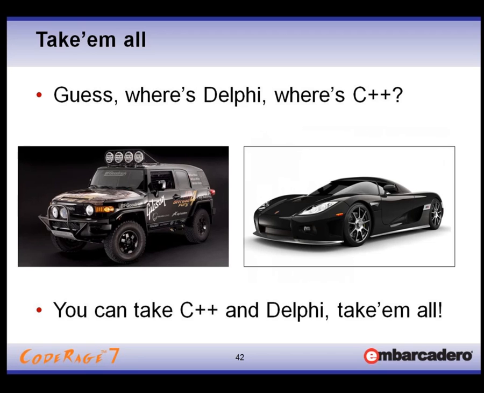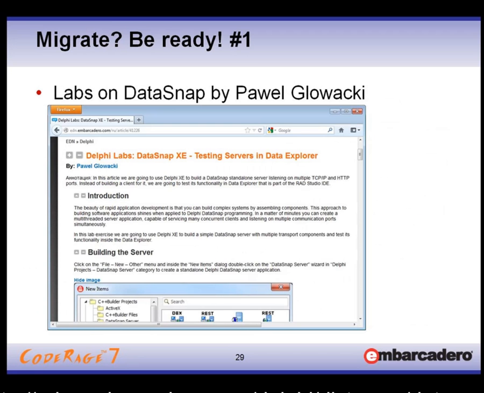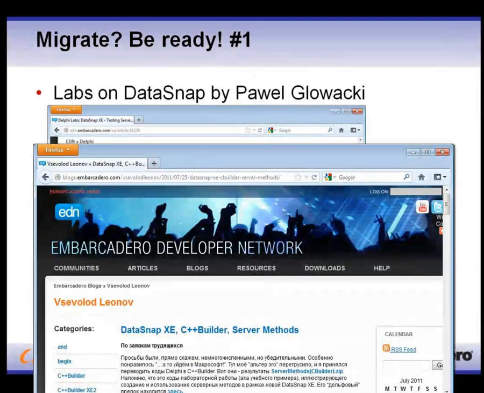Get down to DataSnap. The best start is labs by Pavel Glovatsky, my friend and Delphi lead. You can easily find and do them. Once I translated them into Russian, I was asked to translate them into C++ Builder as well. People were complaining, we are C++ guys, we are abandoned, and Delphi has a motherless. I simply took the first lab on server methods and recoded it into C++ Builder easily.